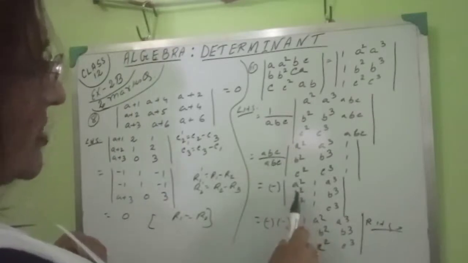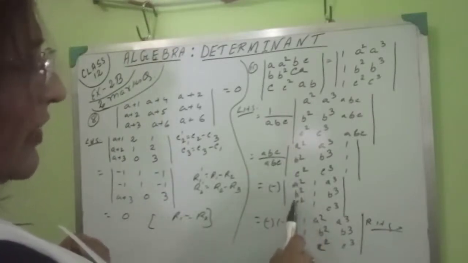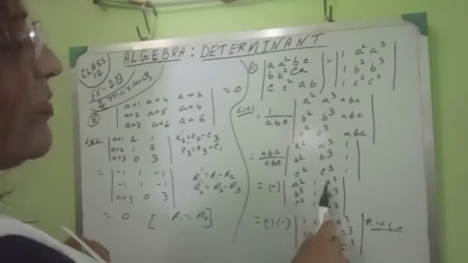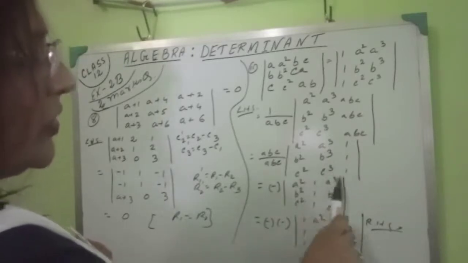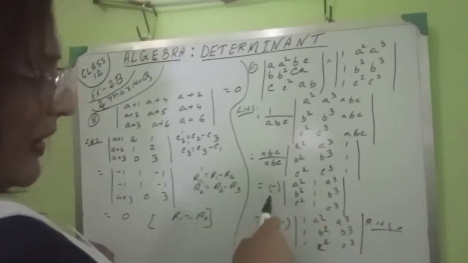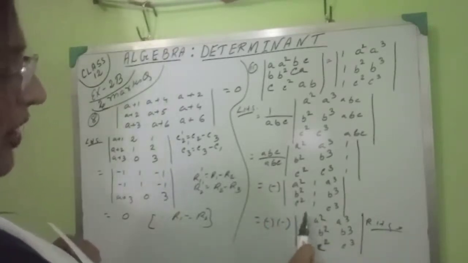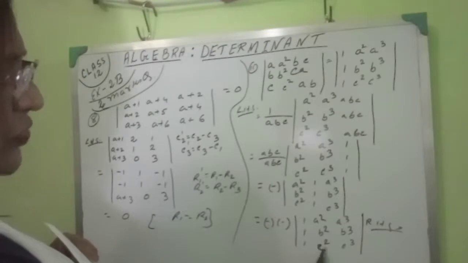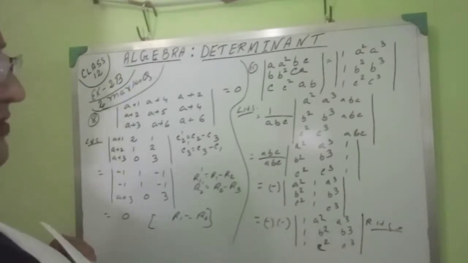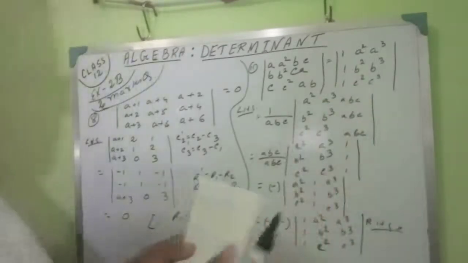Now, A square, B square, C square, the first column, there will be no change. Only we will change the second column and the third column. Interchanging, so the value will be minus. Again, the second column and the first column. So it will be 1, 1, 1, A square, B square, C square, A cube, B cube, C cube, minus into minus plus. So we have to prove this only.